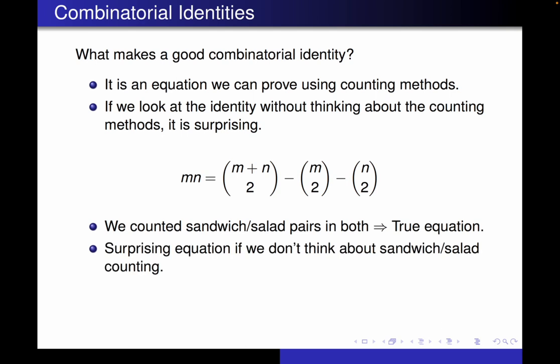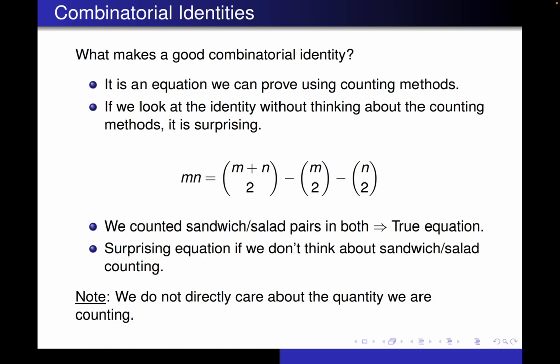So we counted the sandwich salad pairs in both, so it's a true equation, but it's a surprising equation if we don't think about how we counted it. And I just want to mention that for the combinatorial identity, we do not really care about the quantity we are counting. You may care a lot about sandwiches and salads, and that's okay, especially when you're hungry. But in terms of the combinatorial identity, we don't care about the quantity. We're just using the quantity to get our combinatorial identity.